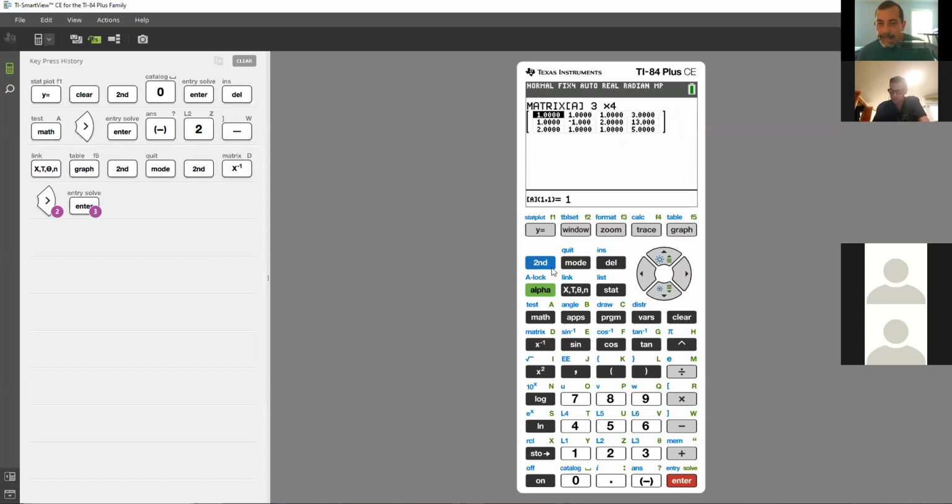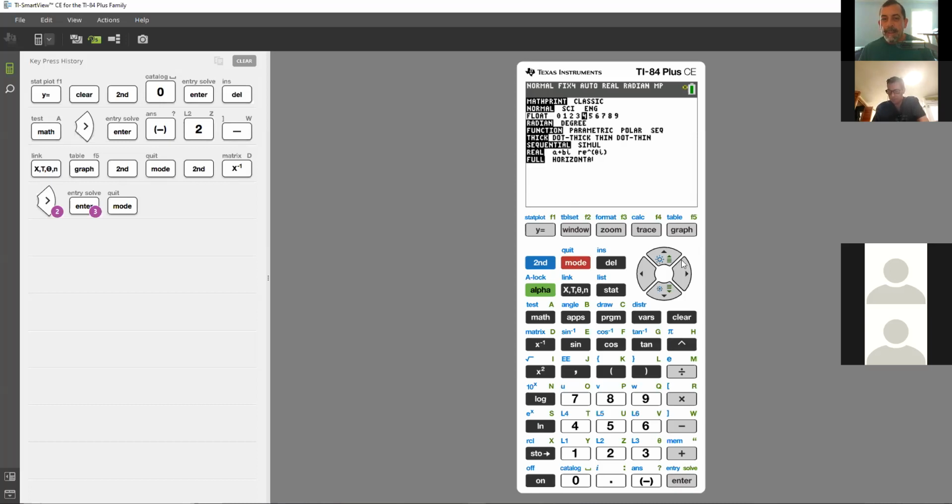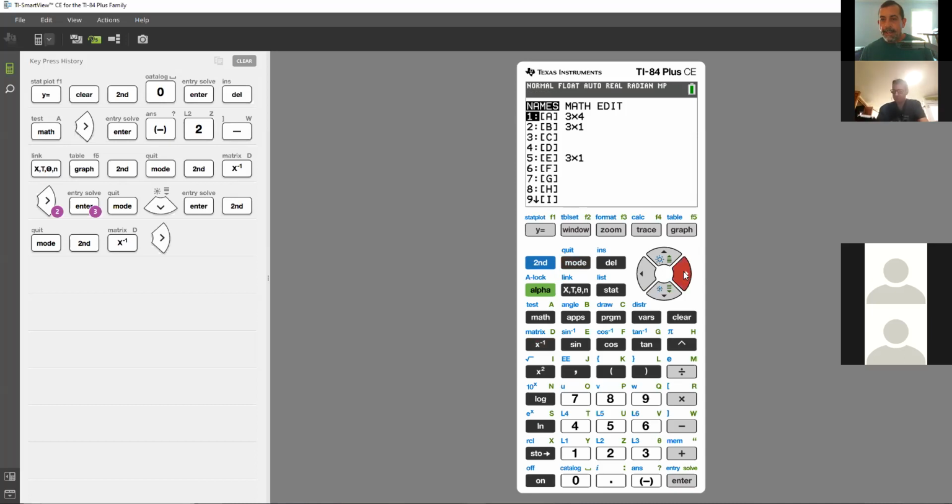Y'all, let me fix mine. I don't like those decimals. So I'm going to go back to mode. Remember, I had y'all estimating the 4 decimal places. To fix it from showing decimals, I'm going to hit mode. And I'm going to go back down and highlight float. So when you get on float, hit enter so that float's highlighted. So now when I go back to my matrix, watch this. I go second, x negative 1. I'm going to edit. Now I don't have all those decimals everywhere, okay?